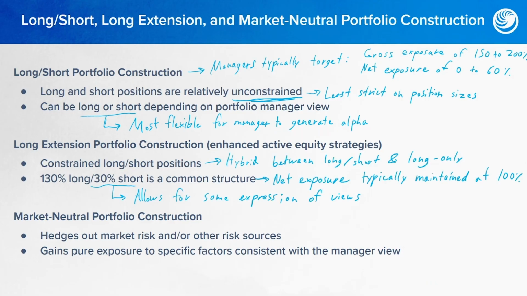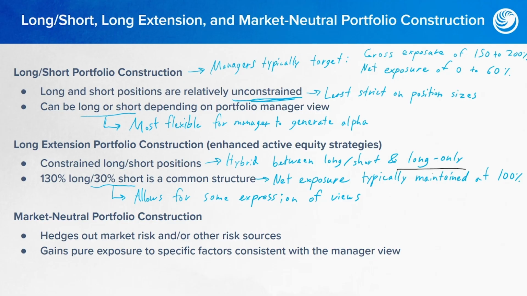The second type is a long extension portfolio, which is an enhanced active equity strategy. So we're going to be looking at a portfolio that is constrained but has both long and short positions. This would be a hybrid type of portfolio between the long-short portfolio that we talked about up here already and a long-only portfolio, which is a portfolio where the manager can only take long positions, 0 short positions whatsoever.